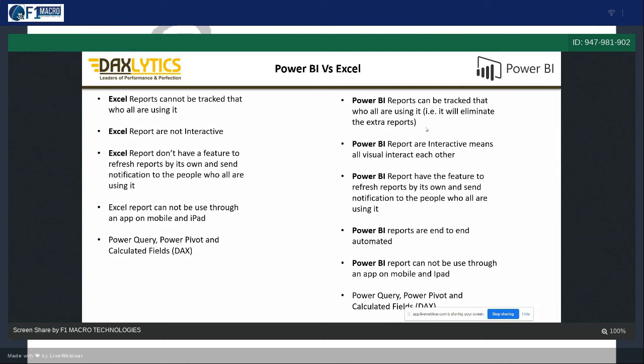But a Power BI report is available online, and when people view that report online, you can track who all are using it. When you can track who is using it or not using it, then when people are not using it, you can ask why you are not using this report. I am sending this report every week to you, and you are not using it. Should I eliminate this report, or do you require any modification?